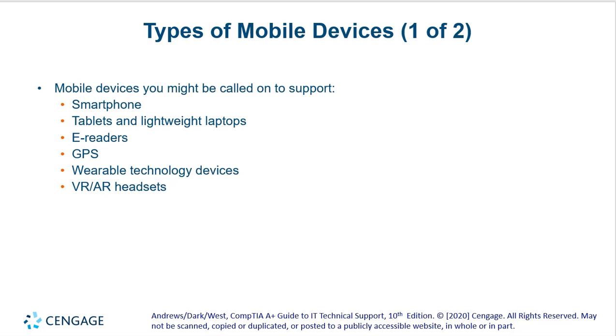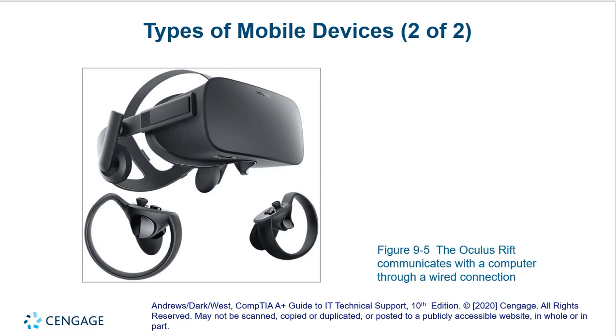When you think about mobile devices, of course we all obviously think about smartphones, but there's so many other things, any kind of wearable technology, tablets, the Kindle, e-readers, GPS systems, and then VR and augmented reality headsets. So we really have a wide variety of different things that are considered mobile devices. And so here's just an example of an Oculus Rift headset and hand controls.